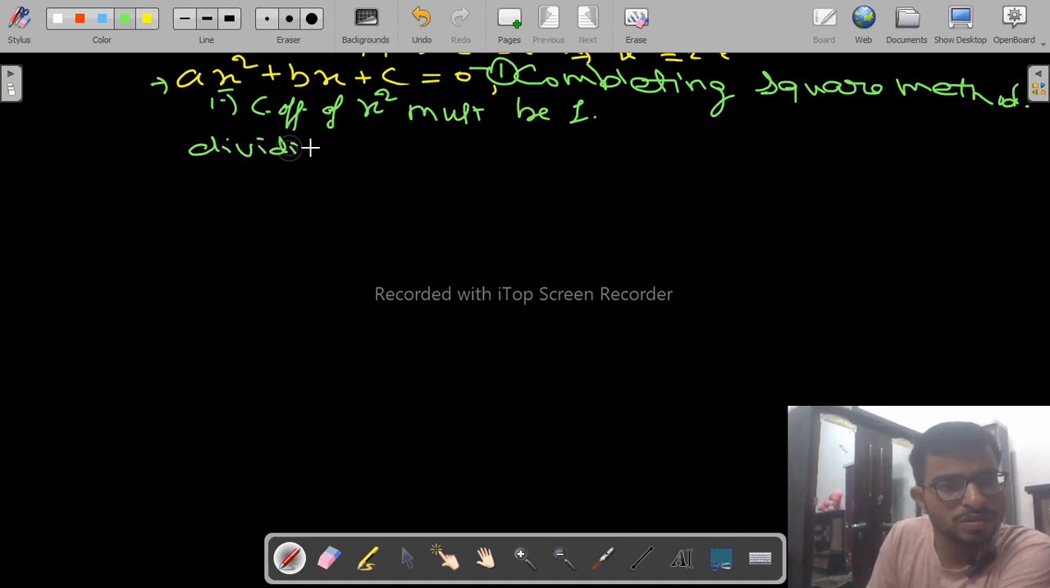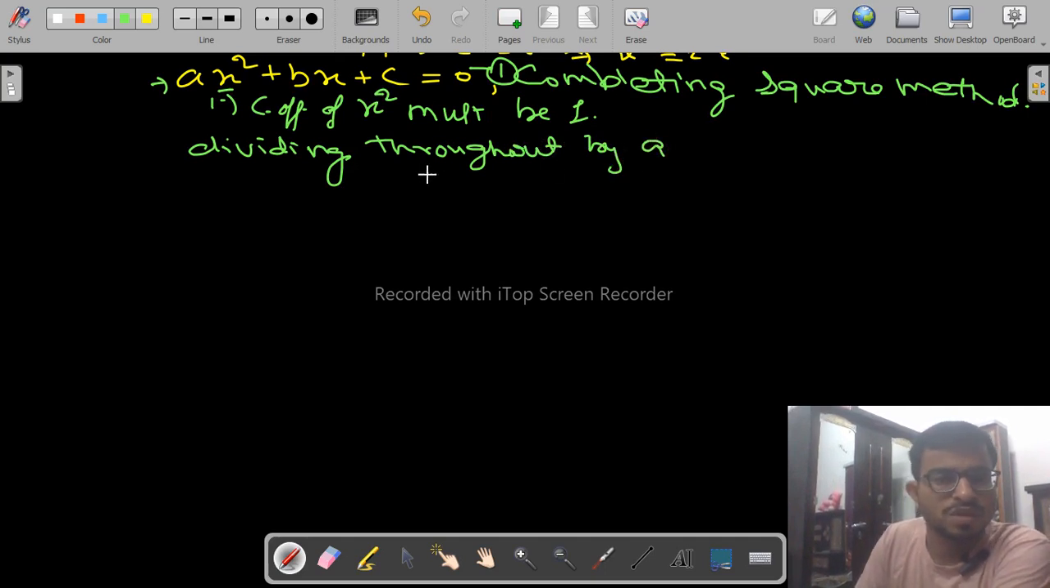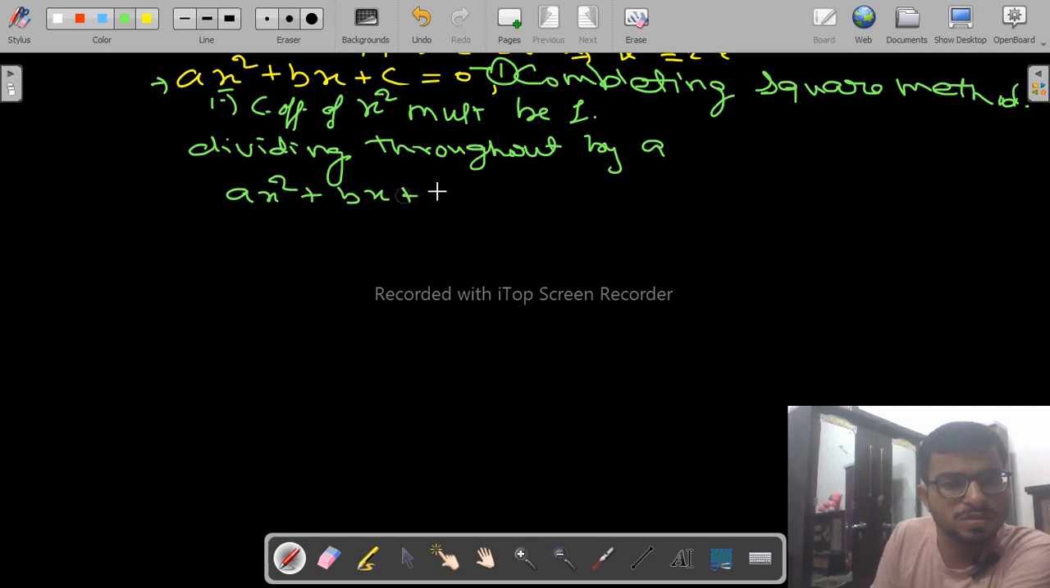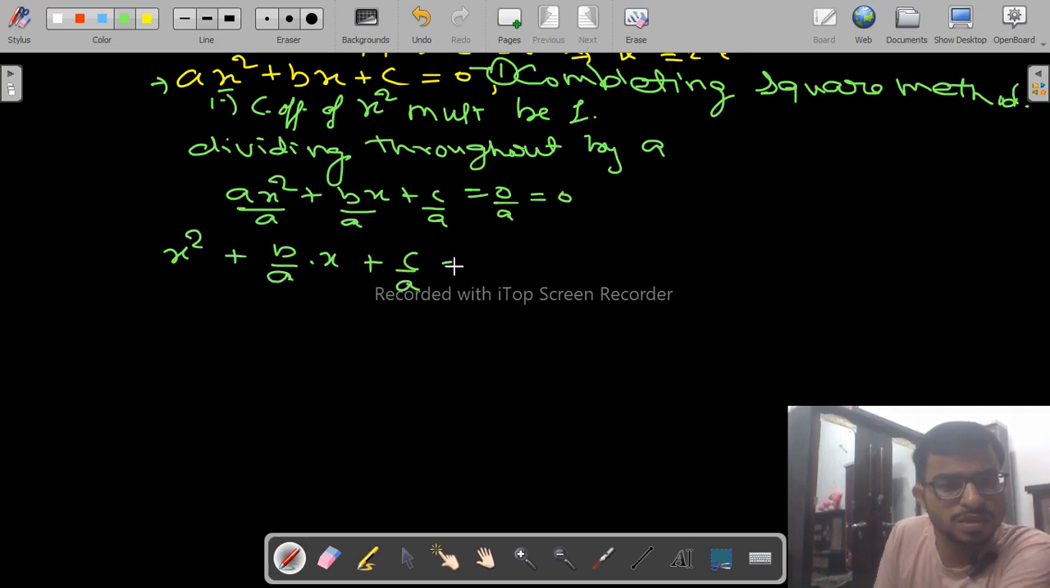So dividing throughout by a. So what will become? The equation is ax square plus bx plus c equal to 0. When we divide the whole equation by a, each term will be divided by a, and this is obviously 0 already, so it will remain as 0 only. So now this will become x square plus b by a into x plus c by a equal to 0.